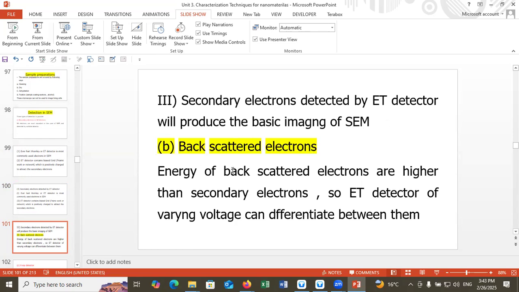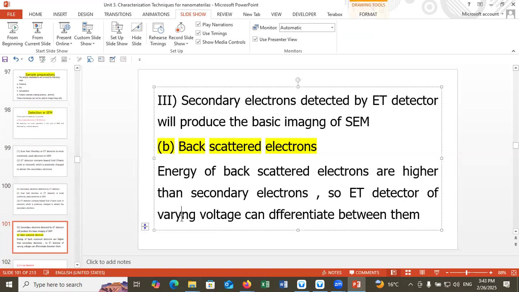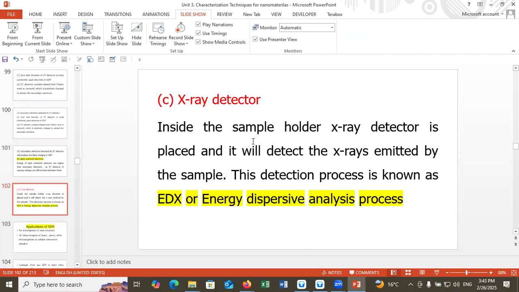Backscattered electrons. The energy of backscattered electrons is higher than that of secondary electrons, so the ET detector is used with a varying voltage difference between them. X-ray detector: inside the sample holder, an X-ray detector is placed and it will detect the X-rays emitted by the sample.